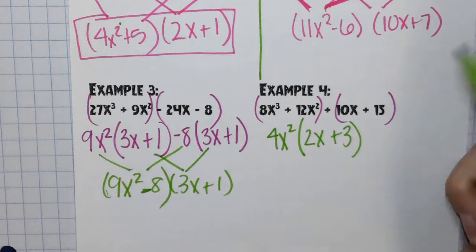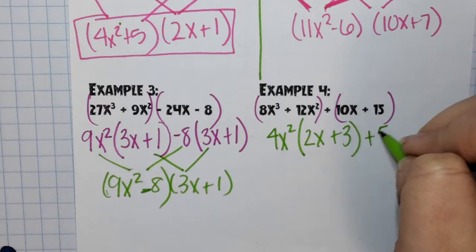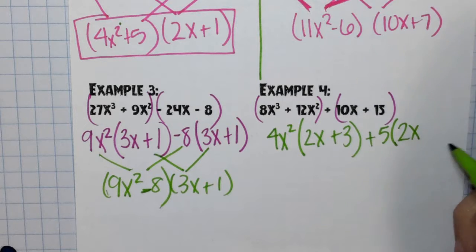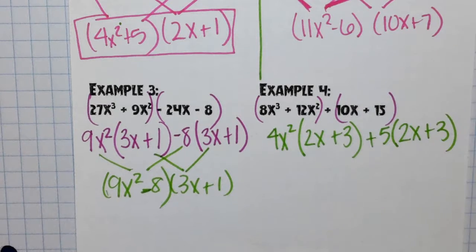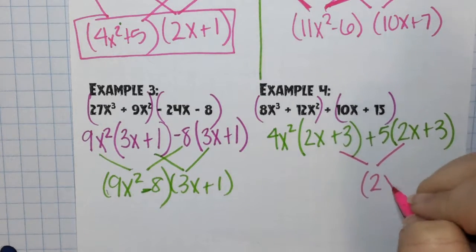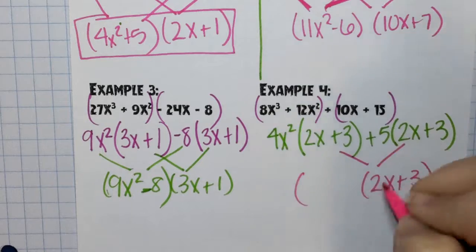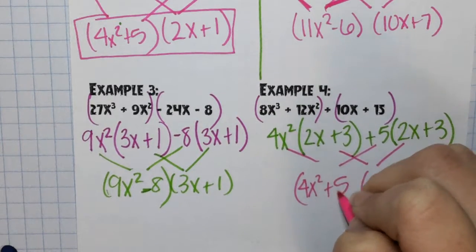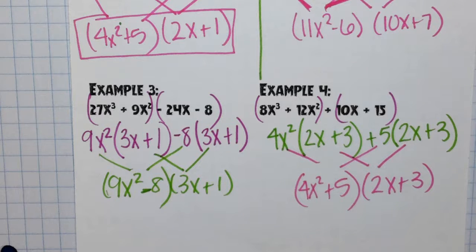Alright, what goes into both 10x and 15? 10x divided by 5 is? 15 divided by 5 is? Alright, now, are the parentheses the same? So you write 2x plus 3, and then what do you bring down out front? Good, take a point. How many of us got that one right? If 2 people at the table got it right, take a point.